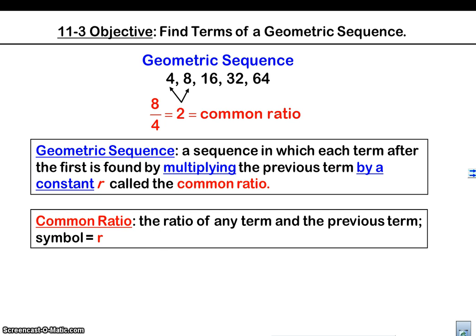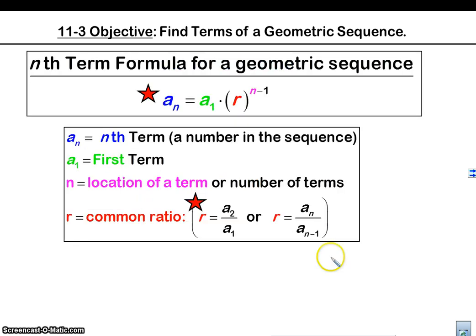All right, so let's take a look. So here is the formula for the nth term of a geometric sequence. A sub n, this whole thing represents the nth term, equals a sub 1, the first term, times r, which is the common ratio or the rate, to the n minus 1. N is the location of the term that we're looking for. Let's take a look at some examples.